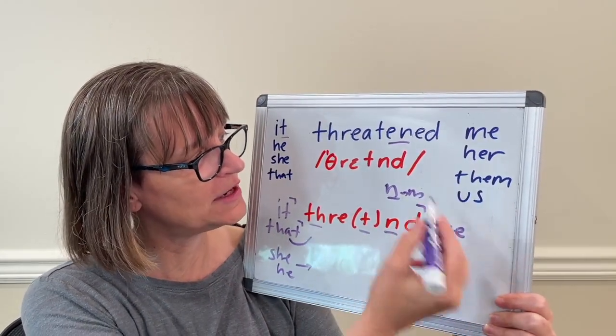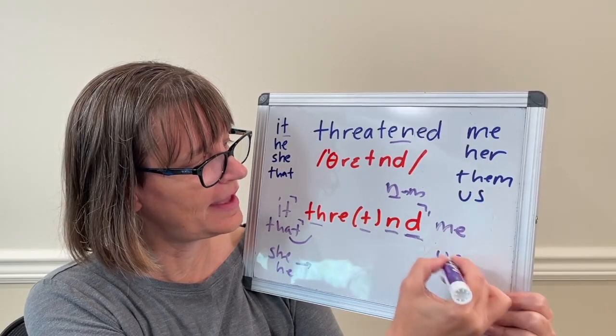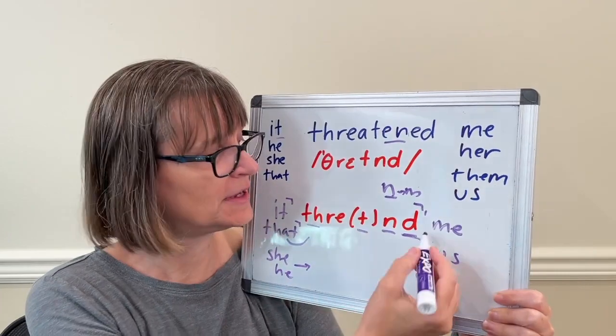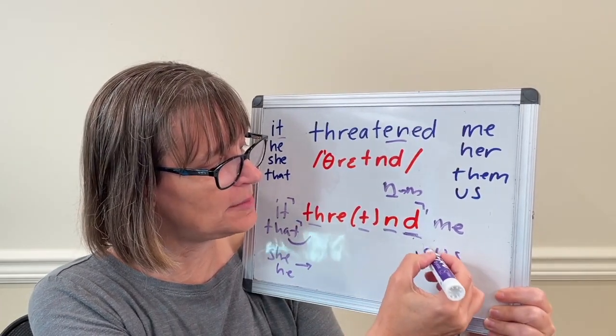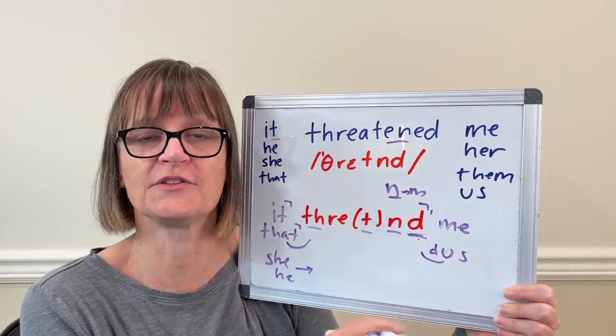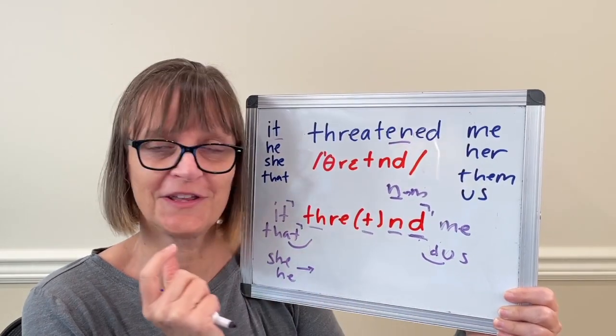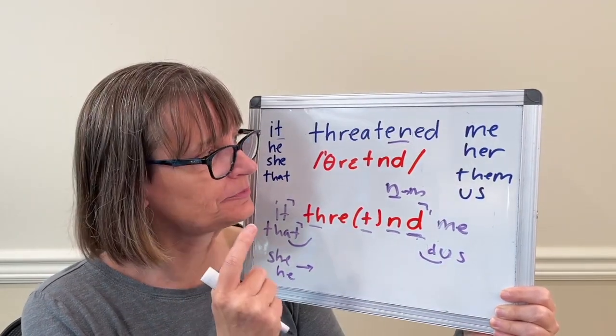If I'm ending with a vowel after the D, they threatened us. My D will link, and it's almost like the D will go on the word us. He threatened us. They threatened us. So you will hear that D, it will release.